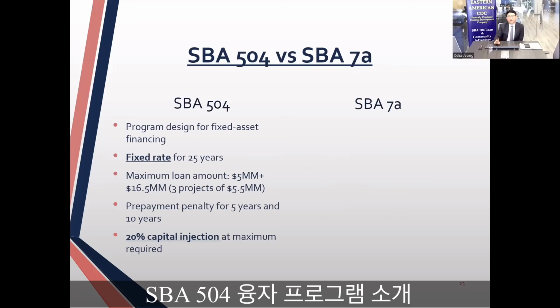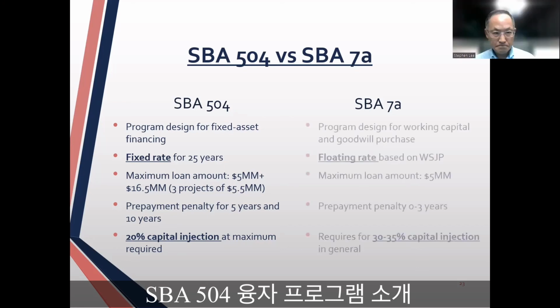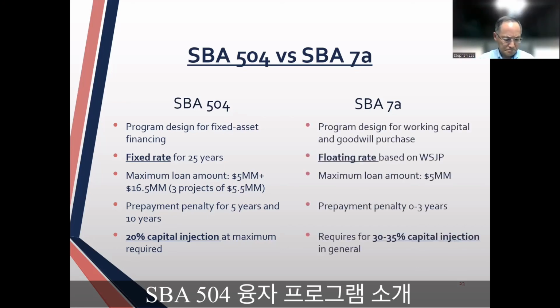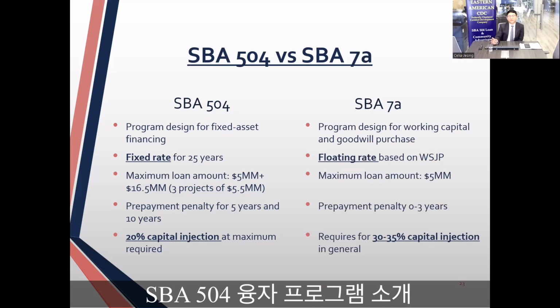Okay, the SBA 504 is arranged by a CDC like us, and this is a government debenture, government-made money. The SBA 7A loan is arranged by a commercial lender. So these are two different types of animal. The SBA 504 loan is designed for long-term fixed assets. The SBA 7A loan is designed for working capital or goodwill purchase.